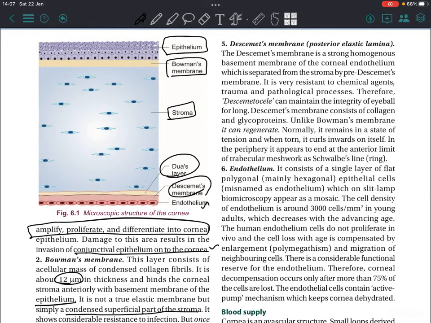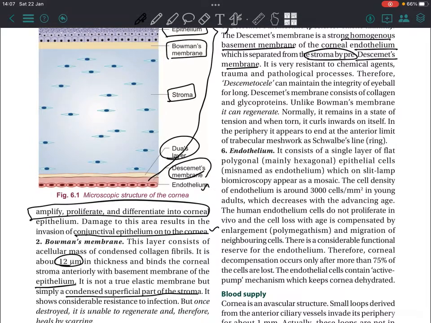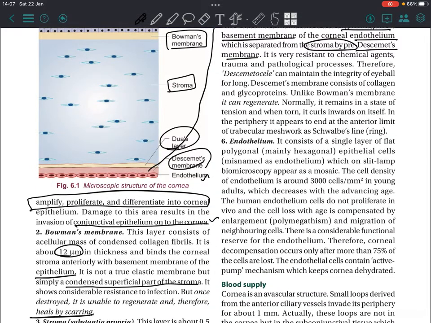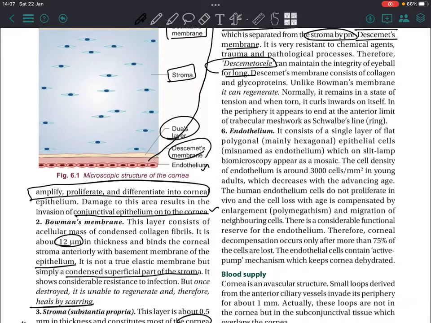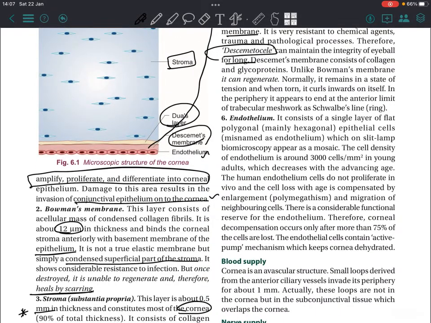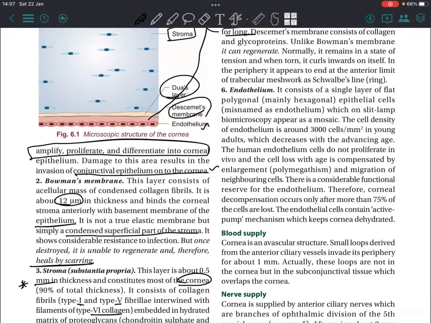Descemet's membrane. Descemet's membrane is the strong, homogeneous basement membrane of the corneal endothelium, which is separated from the stroma by the pre-Descemet's membrane. It is very resistant to chemical agents, trauma, and pathological processes. Therefore, Descemet's membrane can maintain the integrity of the eyeball for long. It consists of collagen and glycoprotein. Unlike Bowman's membrane, it can regenerate.